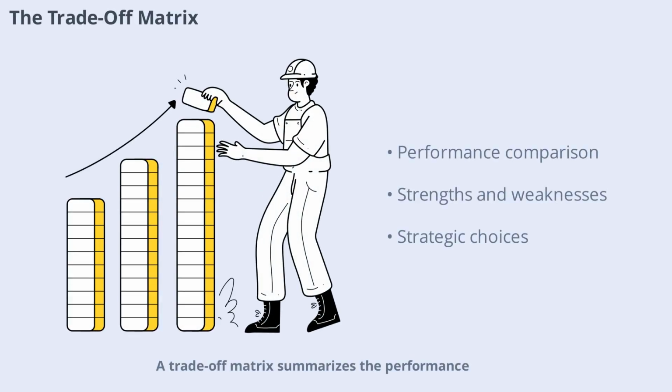The trade-off matrix summarizes the performance of each data structure across different operations. Arrays and linked lists are simple but limited. Hash tables are fast but unordered. BSTs and AVL trees offer order and efficiency, while heaps and Fenwick trees address specific problems. This matrix is a valuable reference for choosing the right tool for your application.